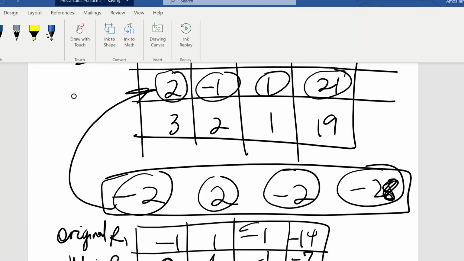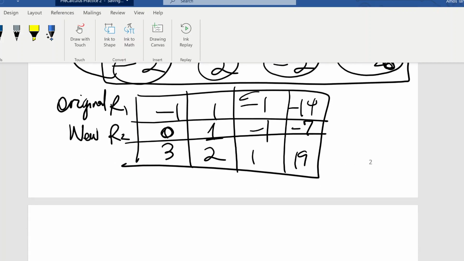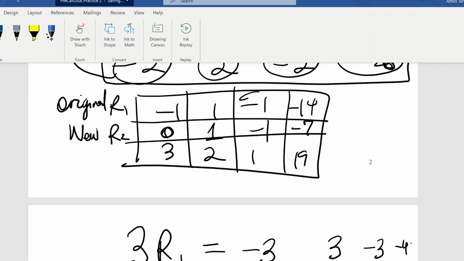And my row 3 is still, let's just write it out as it is, 3, 2, 1, and 19. Now I look at it and go, what can I do? Is there something I could do to get rid of this row 3 to make it so it has more zeros? I wanted to have at least one 0. Well, what you could do is take row 1 and multiply it by 3. That will make it negative 3, 3, negative 3, and then negative 42. And then imagine if you took this and added it to the current row 3.